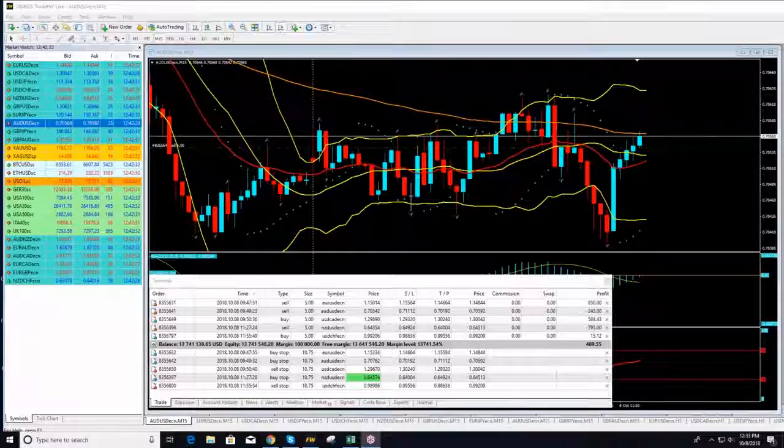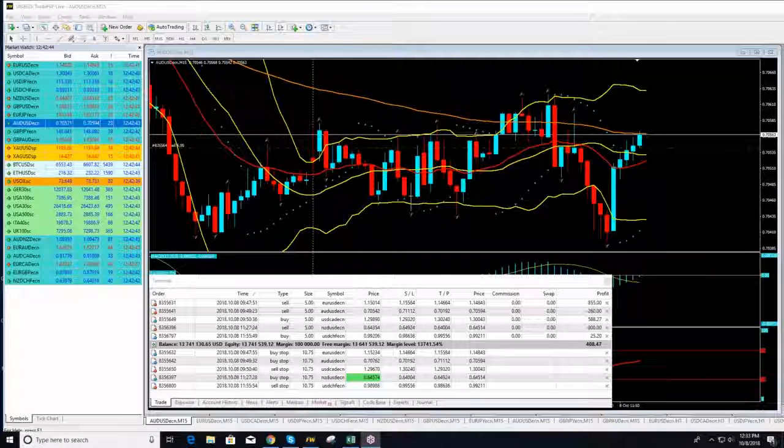Then short on gold, I'm increasing my exposure. There we go. I entered again a short position on gold, and let's hope to get some extra money out of it. So enjoy the move.